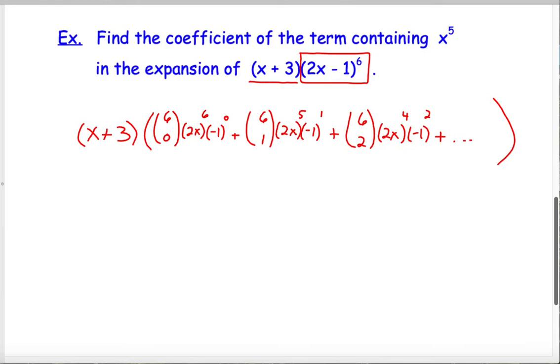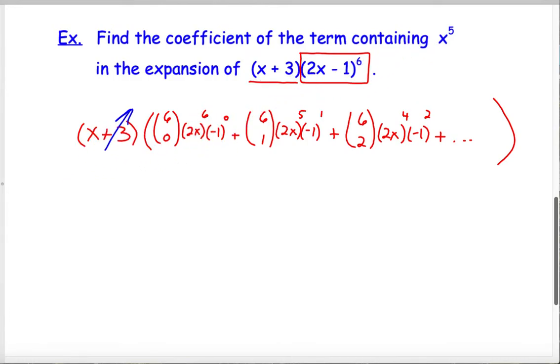Why did I stop there? I stopped there because after I get that, this is the term that's going to have an x to the fifth power. Not this one, not this one, not any other one. That'll have x to the fifth. But then I have to multiply this binomial times all of those terms. Now, when I multiply x times this first term, this is an x to the sixth, so x times that will give me an x to the seventh. I don't need that. That's not x to the fifth.